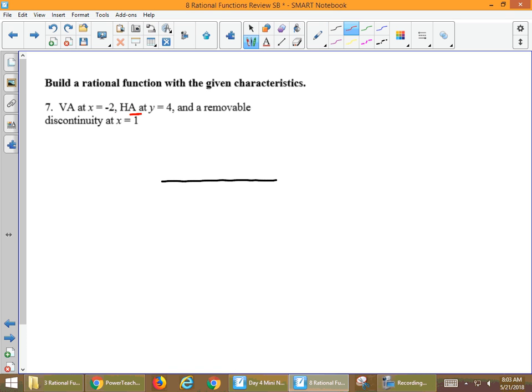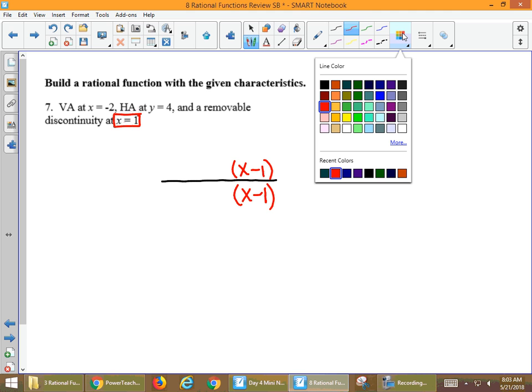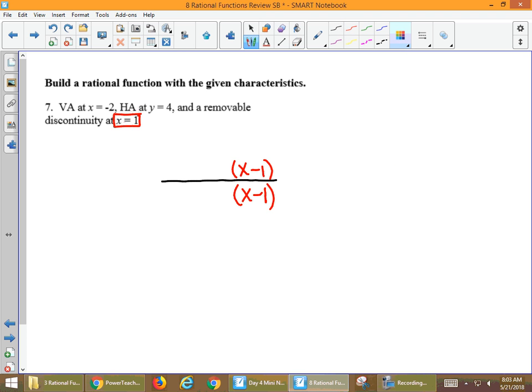if there is one. To have a removable discontinuity at 1, that means I need to have x minus 1 in the numerator and in the denominator. I like to stack them the way that I would see it right before I cancel them. Okay, the next thing I want to make sure I take note of is this vertical asymptote. To have a vertical asymptote at -2, that means I need my denominator to have x plus 2 in it.